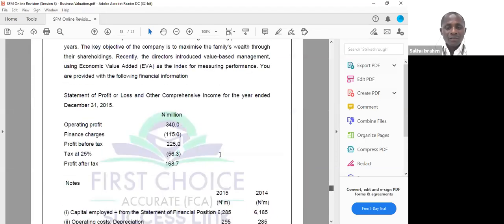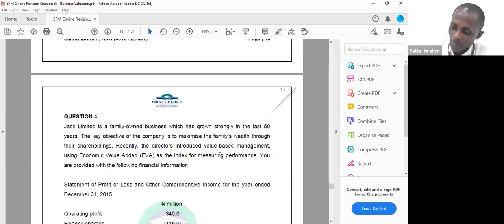Now, what is the formula for EVA? EVA is computed as NOPAT, N-O-P-A-T, minus WACC times the opening balance of capital employed. Let me take it again in case you've forgotten. The formula I gave you is that EVA is equal to NOPAT, that is net operating profit after tax, minus WACC times opening capital employed.